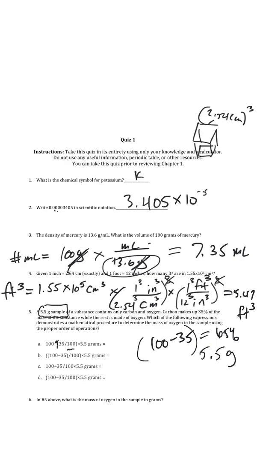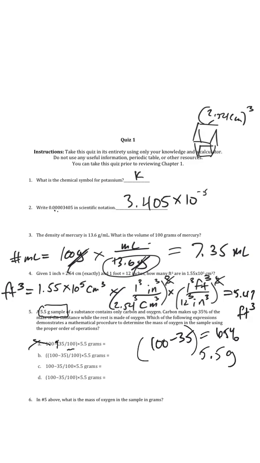So this here doesn't work, and it also sometimes has an extra 100 in it. So if you were to do part A, imagine just trying to work this out. If we were to take 100 minus 35 divided by 100 times 5.5, that gives us 98 grams? That doesn't make any sense. So that wouldn't lead to the right answer. So A is not a correct answer.